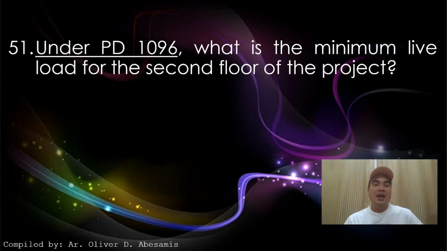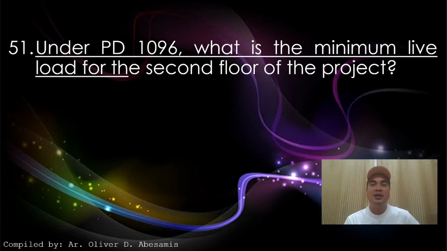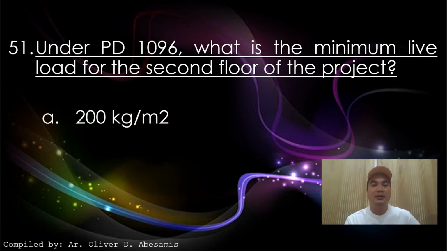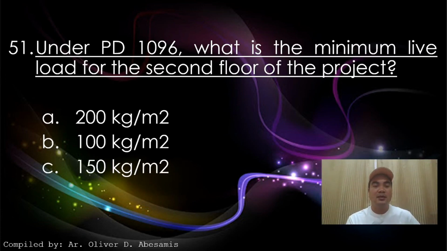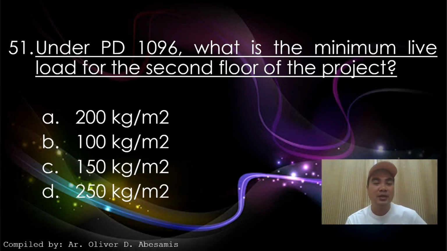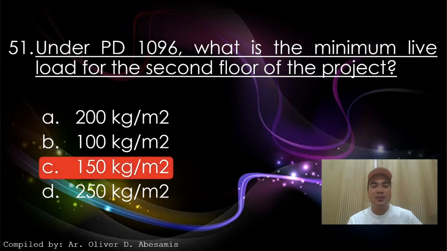51. Under PD1096, what is the minimum live load for the second floor of the project? A. 200 kg per square meter. B. 100 kg per square meter. C. 150 kg per square meter. D. 250 kg per square meter. Answer? C. 150 kg per square meter.